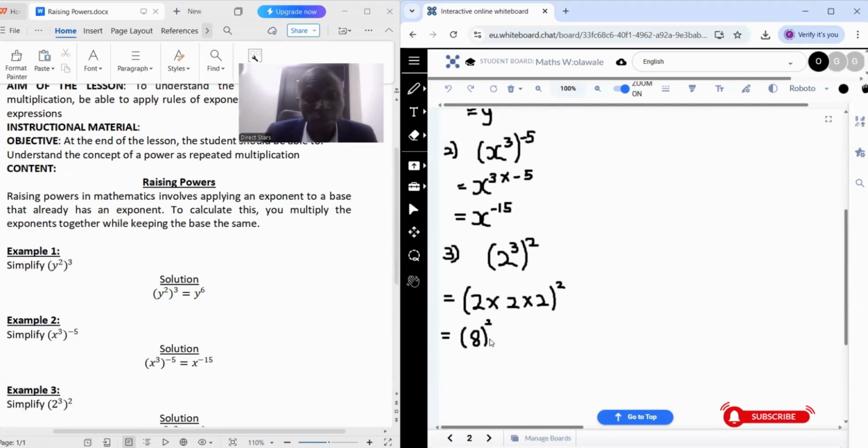Then 8 raised to power 2 is to multiply 8 in 2 places. So we can have this to be 8 multiplied by 8, and have this to give us 64.